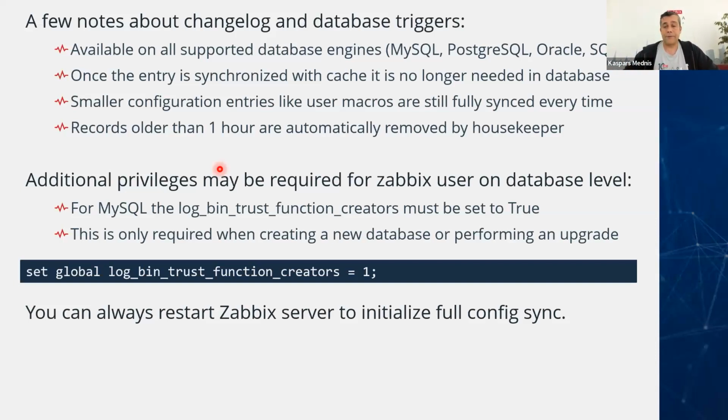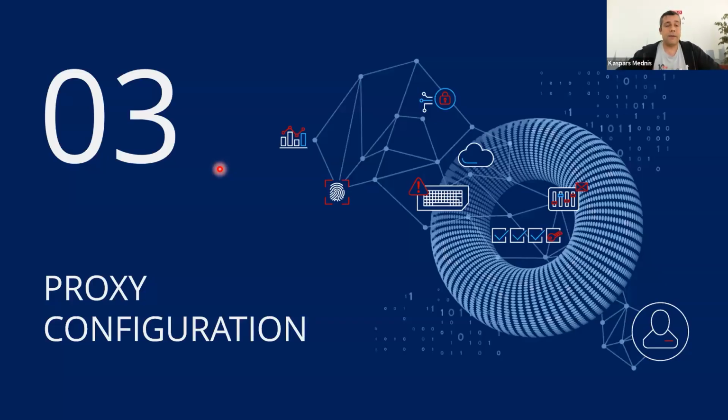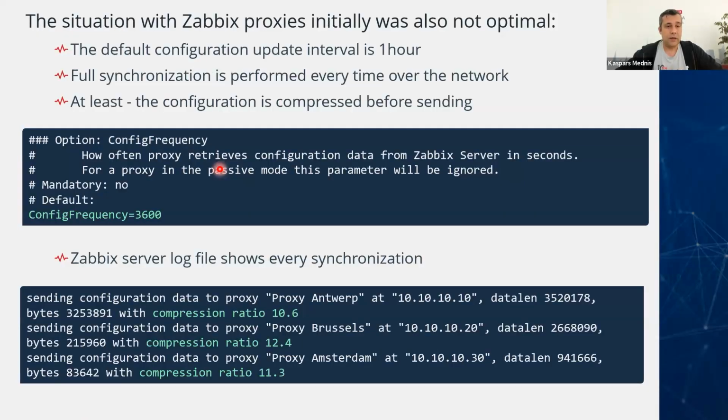Okay, so that was the first step in the right direction from our side. And then came 6.4, and the next step was proxies. Look here, and those are the default settings. You can see config frequency 3600 seconds, which is exactly 1 hour. And I think you see the problem, right?